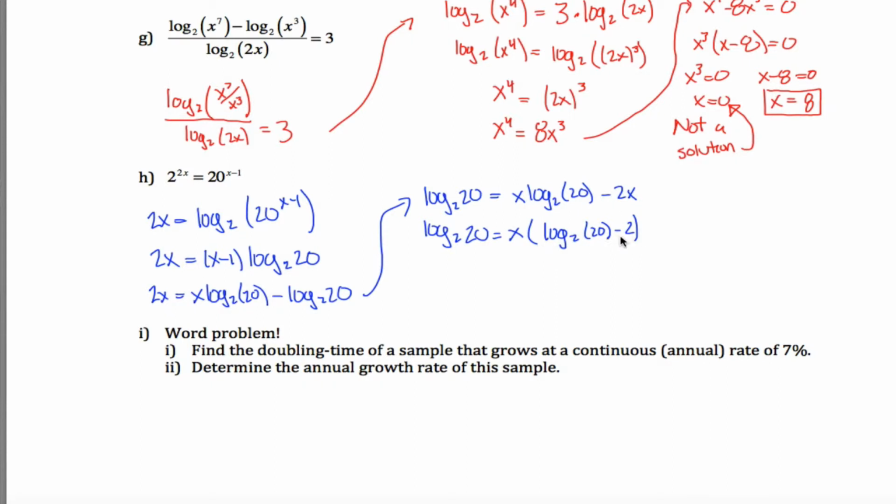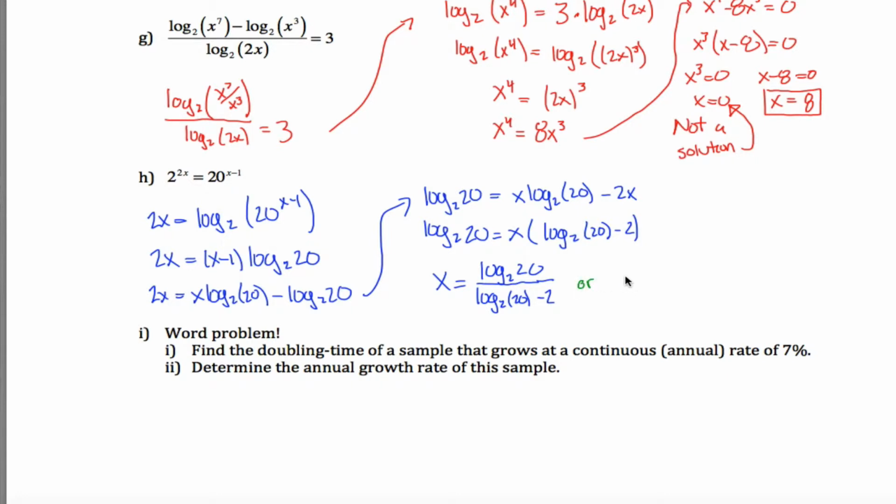So now to finish, all I got to do is divide all this junk over to this side and get x is equal to the log base 2 of 20 divided by the log base 2 of 20 minus 2. And if you really felt like it, you could probably simplify this thing quite a bit. Maybe I'll do so, but I'll say it's optional.